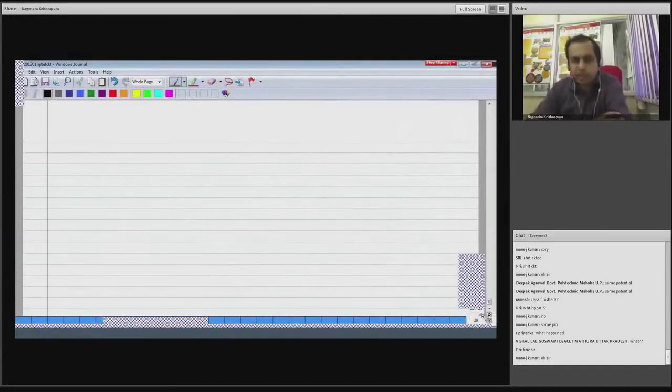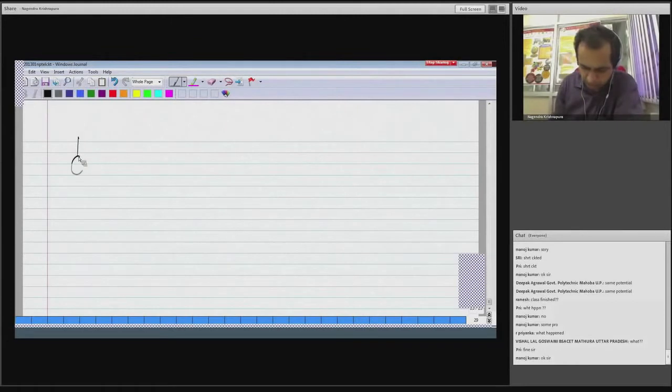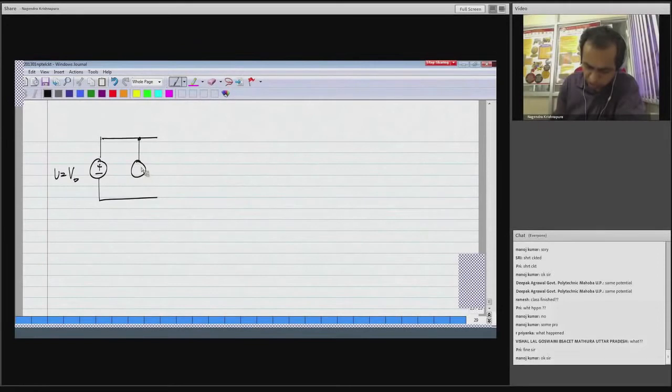We looked at extreme cases of these elements, and in some cases they become open circuits, and in some cases they become short circuits. Now we can look at a couple of other special cases. So let me say that I have a voltage source V equals V naught and a current source I equals I naught in parallel.